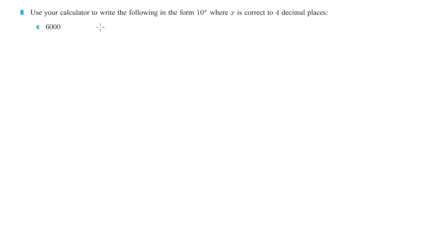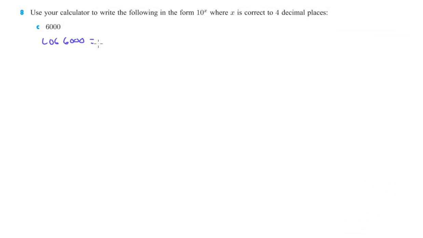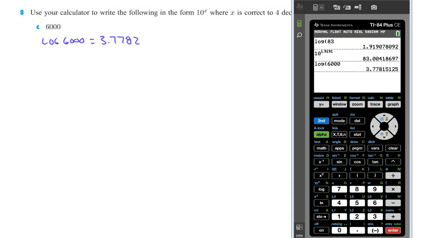Number 8, use your calculator to write the following in the form 10 to the x, where x is correct to 4 decimal places. So what we want to do here is just like what we did on the last problem, which is to do log of 6,000. So log of 6,000 gives us 3.778. 5 tells the 1 to get bigger, so 3.7782. So that equals 3.7782. Is that right? Yeah, 7782.